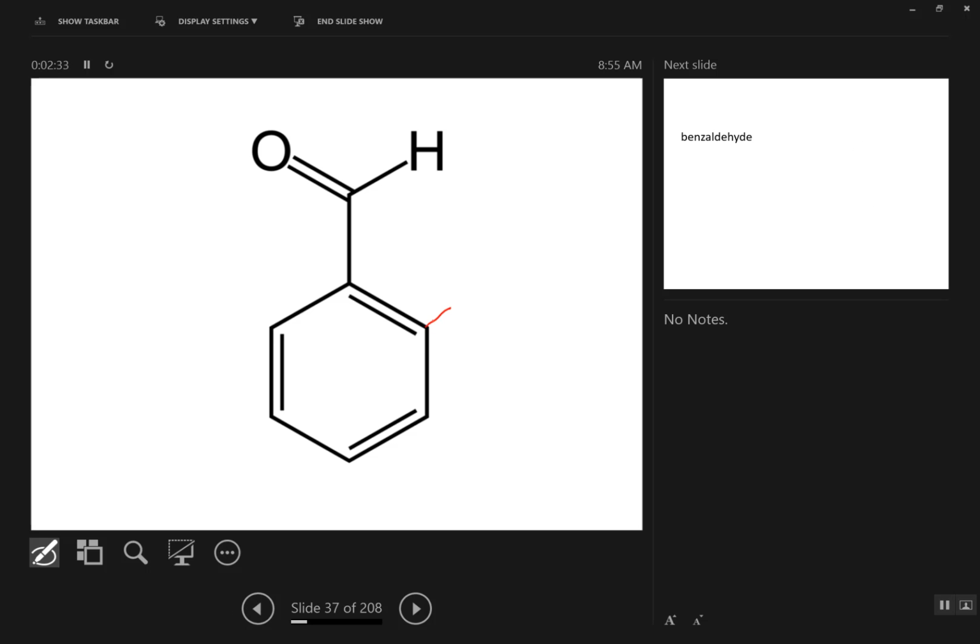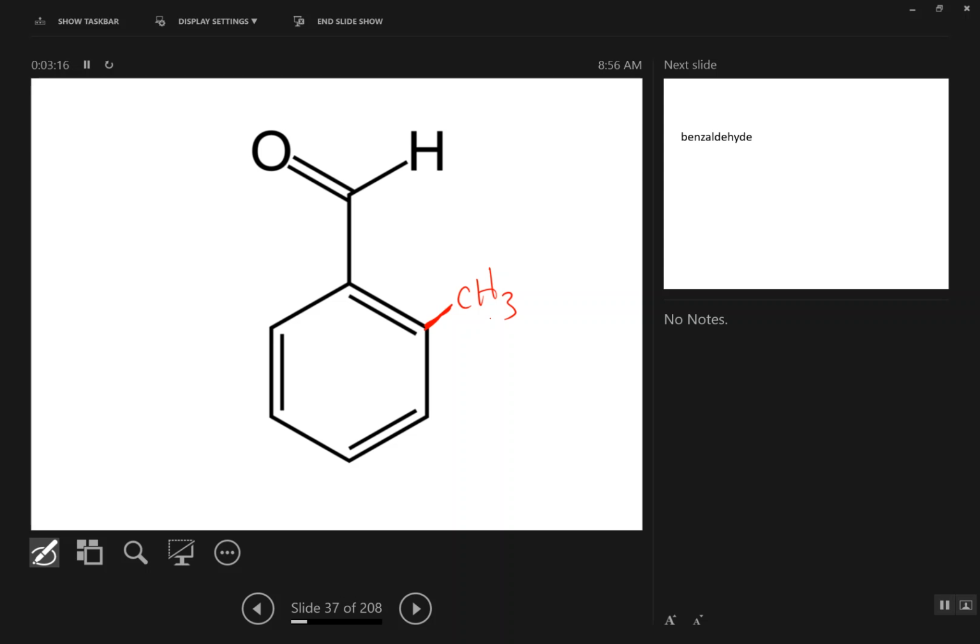If I put something onto the benzaldehyde like that, now what would I call it? Well, that's a methyl. What's the name of this then? 2-methyl benzaldehyde. Is there another way, instead of using numbering, could I use a letter? If I can, what letter would I use on a benzene?